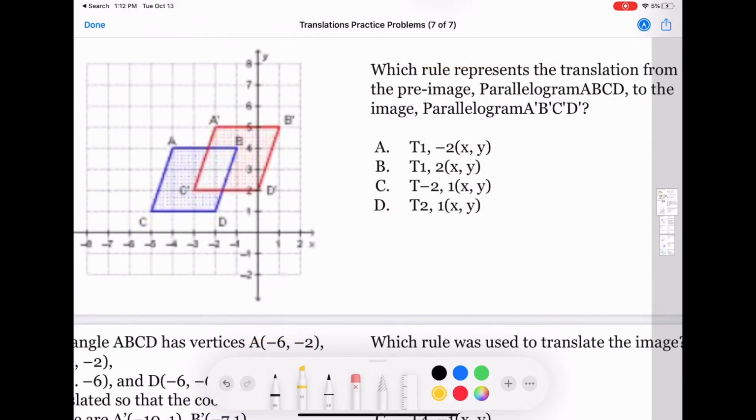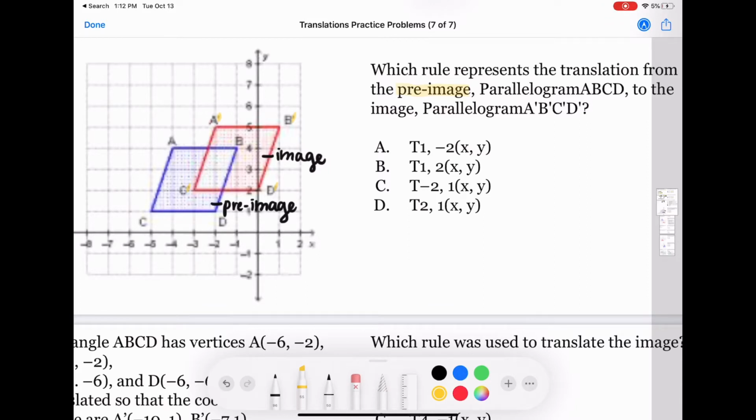Let us look at another type of problem. This problem asks, which rule represents the translation from the pre-image parallelogram ABCD to an image parallelogram A', B', C', and D'? Well, the first thing we should do is identify our pre-image. And identify our image. Once again, we know that this is our image because it contains that prime notation, while the pre-image does not.